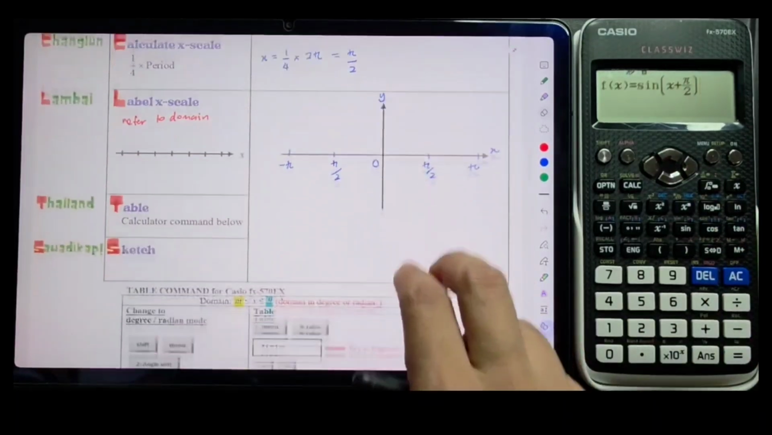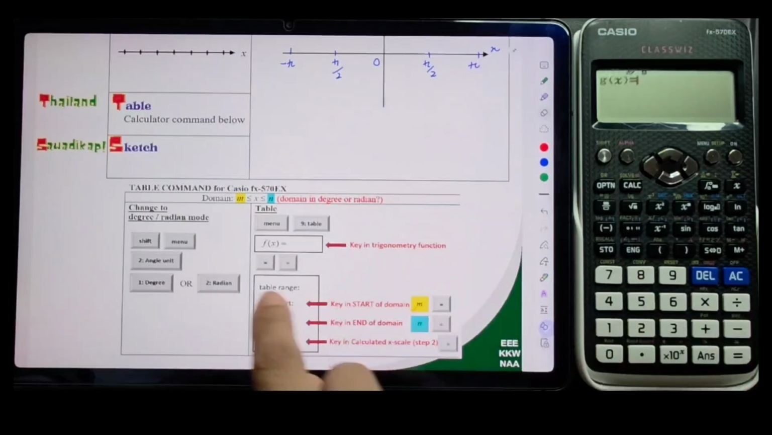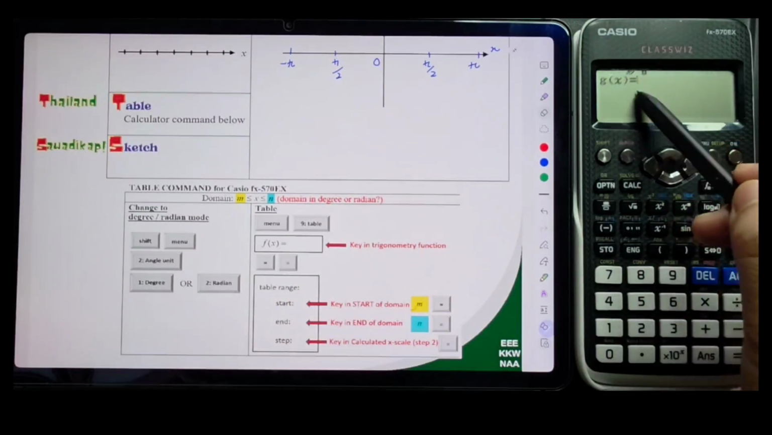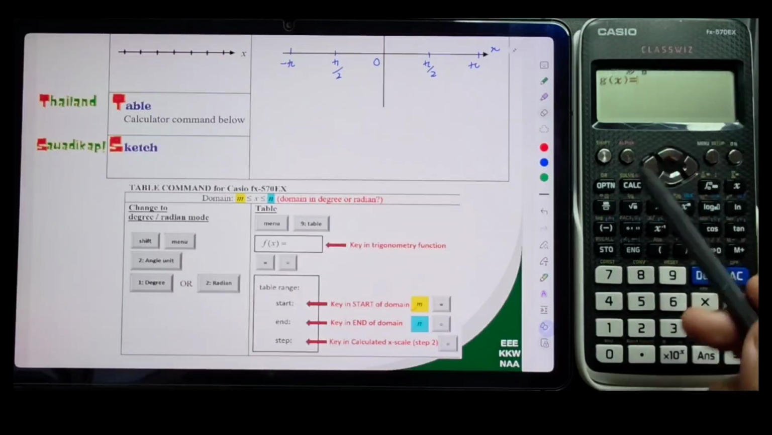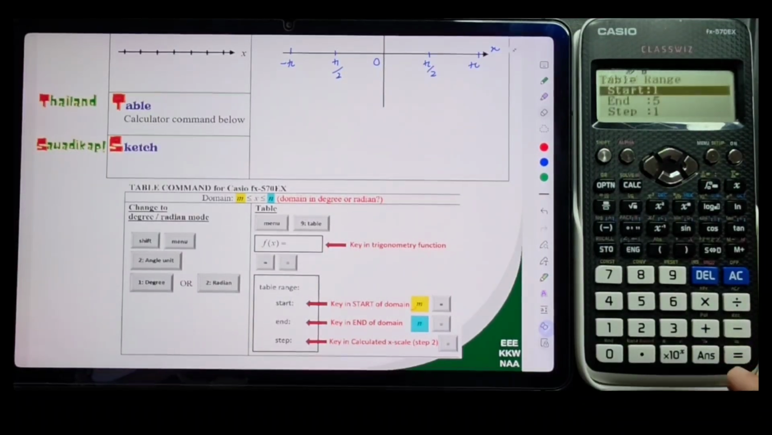Next, after you have keyed in your trigonometry function, press the equal sign 2 times. Why? Because after you have pressed the equal sign, you get the g(x) function. But there's no second function, so just leave it blank and press another equal sign.